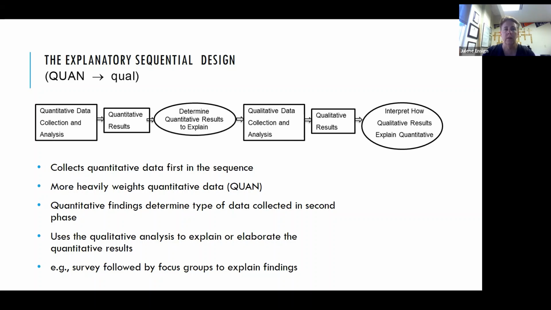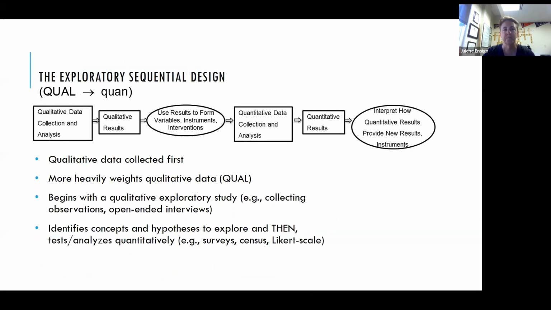So this is quantitative first, followed by qualitative. And the qualitative would be like maybe a handful of participants in a focus group to help explain why they answered the way they answered in the quantitative instrument.